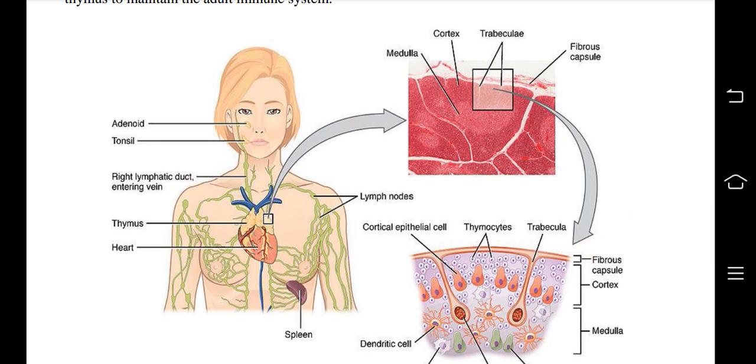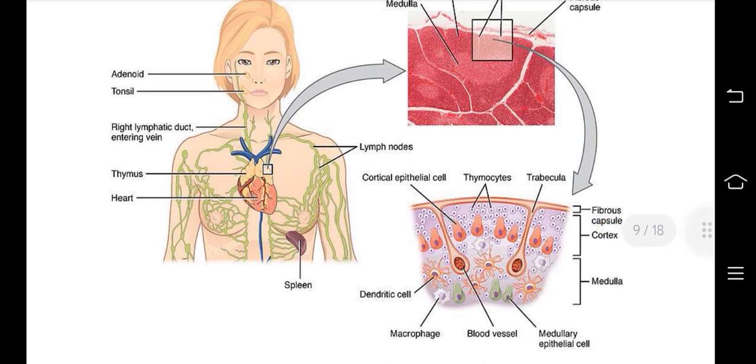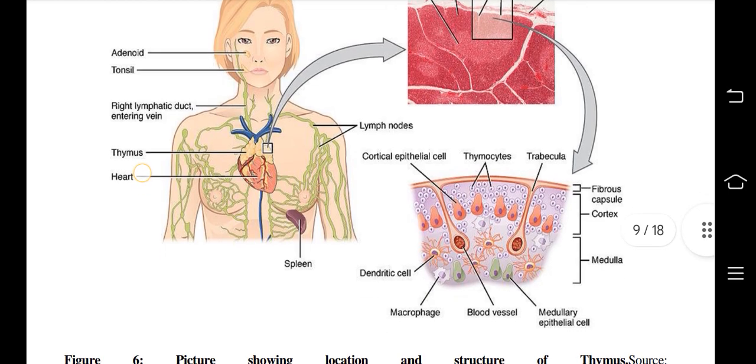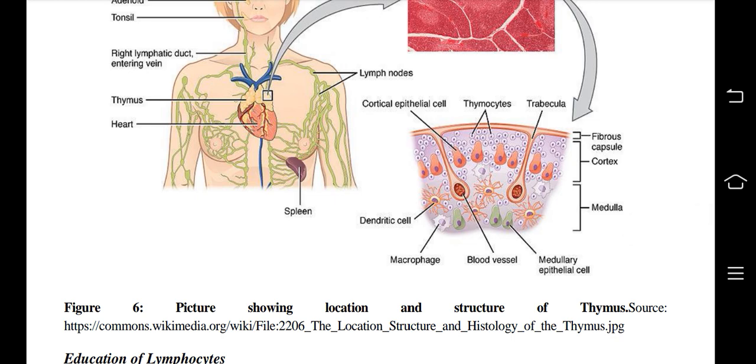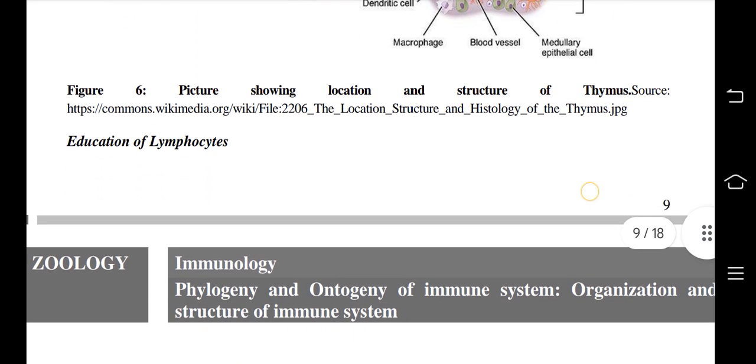portion, medulla, cortex, trabeculae, fibrous capsule, trabeculae, that portion extended view, cortical epithelial cell, thymocytes, trabecula, fibrous capsule, cortex, medulla, dendritic cell, macrophage, blood vessel, medullary epithelial cell, cortical epithelial cell, thymocytes, trabeculae, fibrous capsule, cortex, medulla, dendritic cell, macrophage, blood vessel, medullary epithelial cell. Location and structure of the thymus.